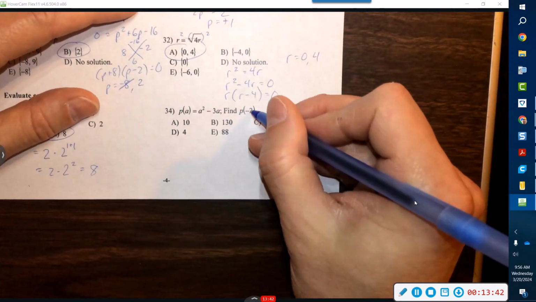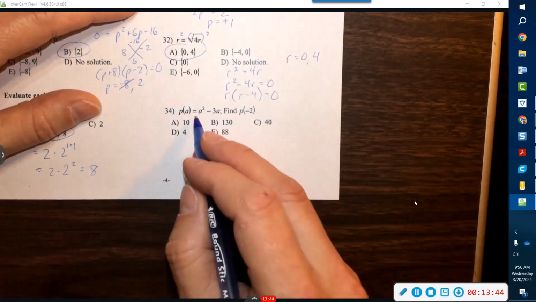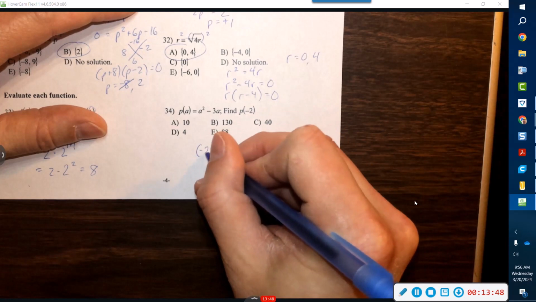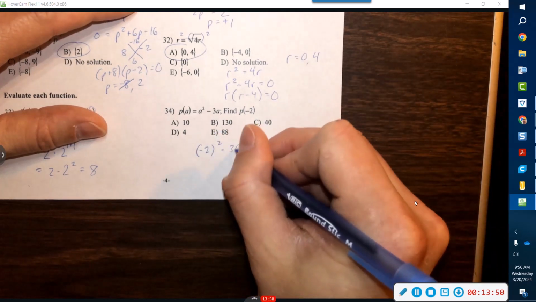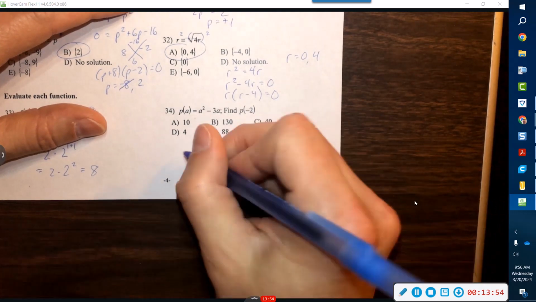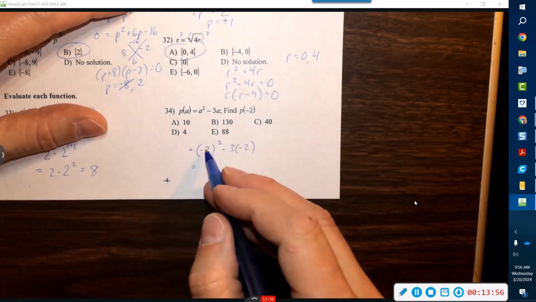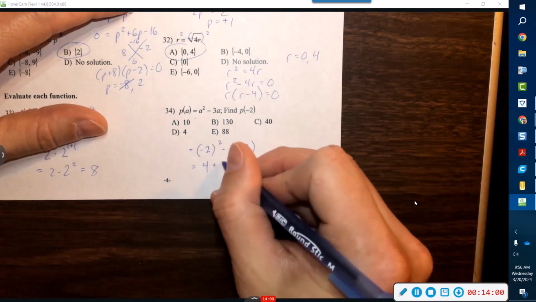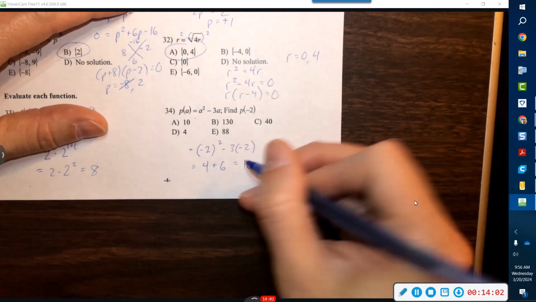Same thing here. -2 gets plugged into both instances of a. So notice that I'm putting in parentheses. Okay, remember parentheses is the key to functions. Okay, because -2 times -2 is +4, and that would be a +6. So your answer is 10.